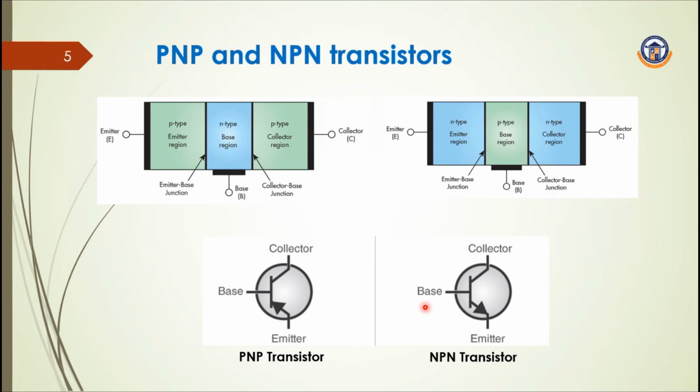In the PNP transistor and NPN transistor, there are two junctions you can see here: the emitter base junction and the collector base junction. Based on the type of material, it can be classified as P type material and N type material.